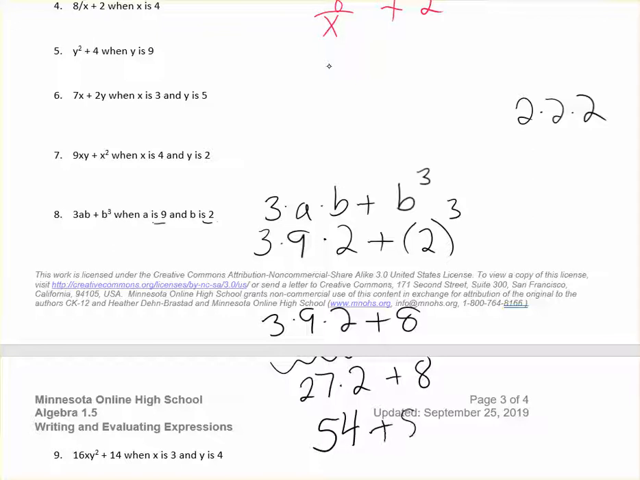And then I would add the 8. And 54 plus 8, and again, check with your calculator if you're not sure, but that would be equal to 62. So number 3 would be 62 when we're all done simplifying it.